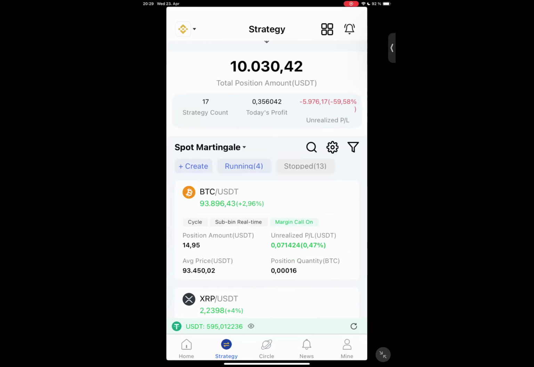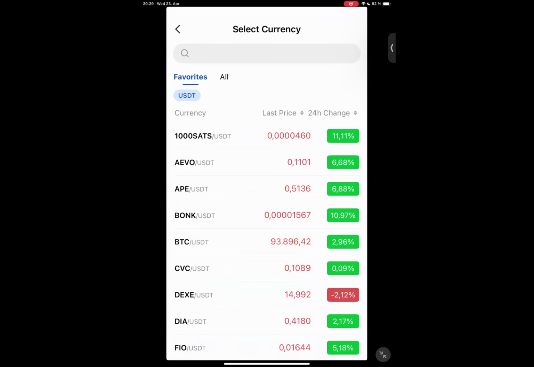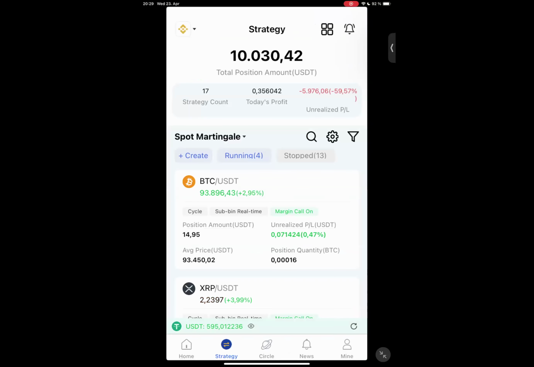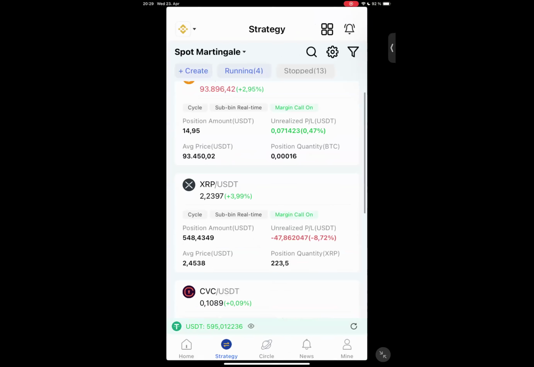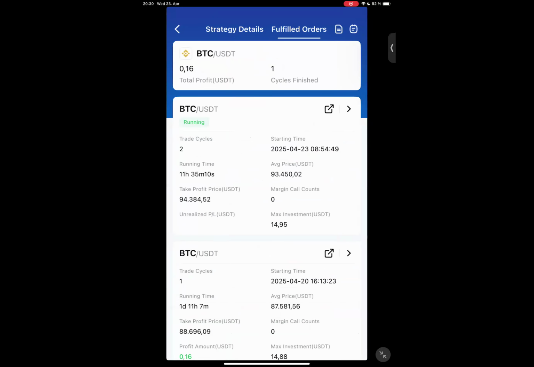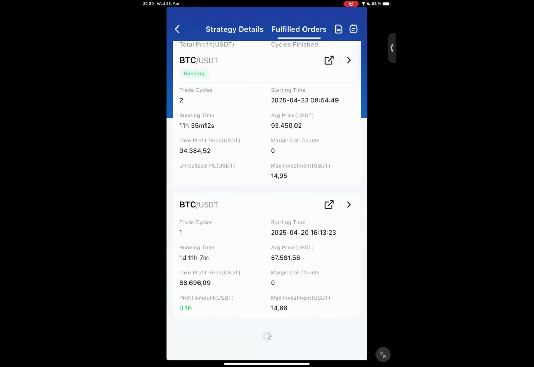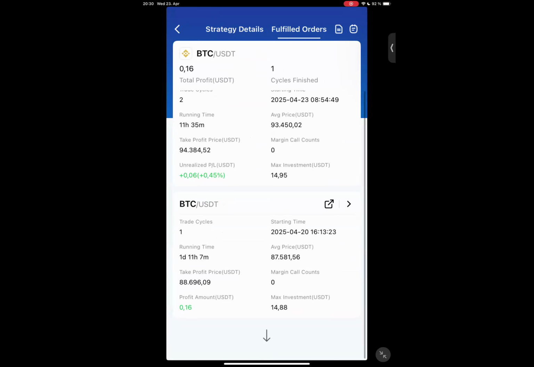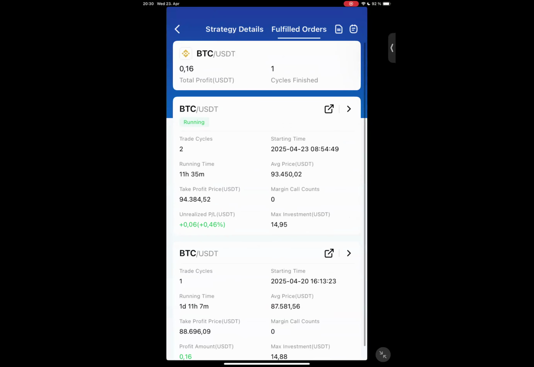All right. So where else do I have to talk about? The search, we all know the search. You use it to search for a coin. Now let's look at the coins that are running. BTC, I started it not long ago. So you can see 1 day, 11 hours. It just bought 14. It just bought again, but it's not sold the second cycle yet.